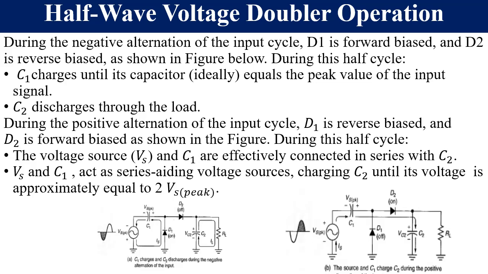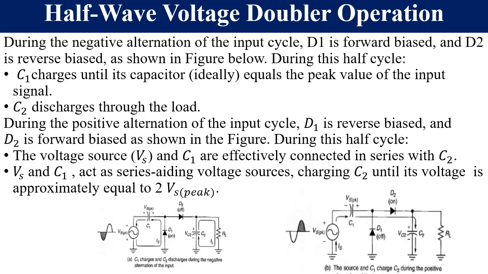And when the input is positive, or during the positive half cycle, D1 is reverse biased and D2 is forward biased. I think we know that when the positive input is connected to the anode, the diode is forward biased, and when the positive input is connected to the cathode, the diode is reverse biased.